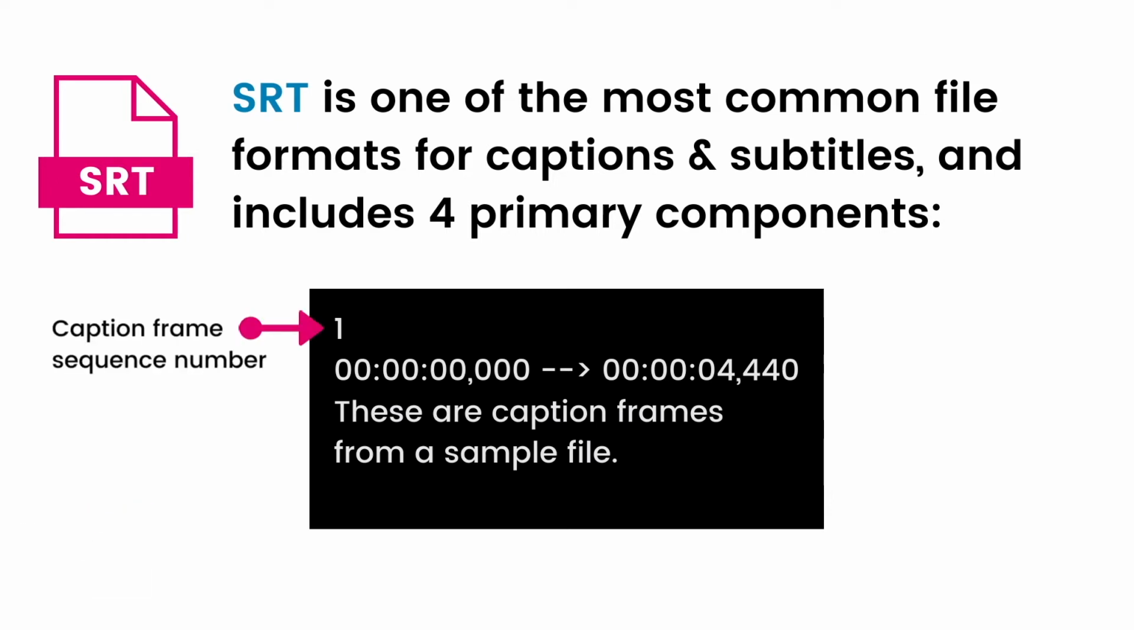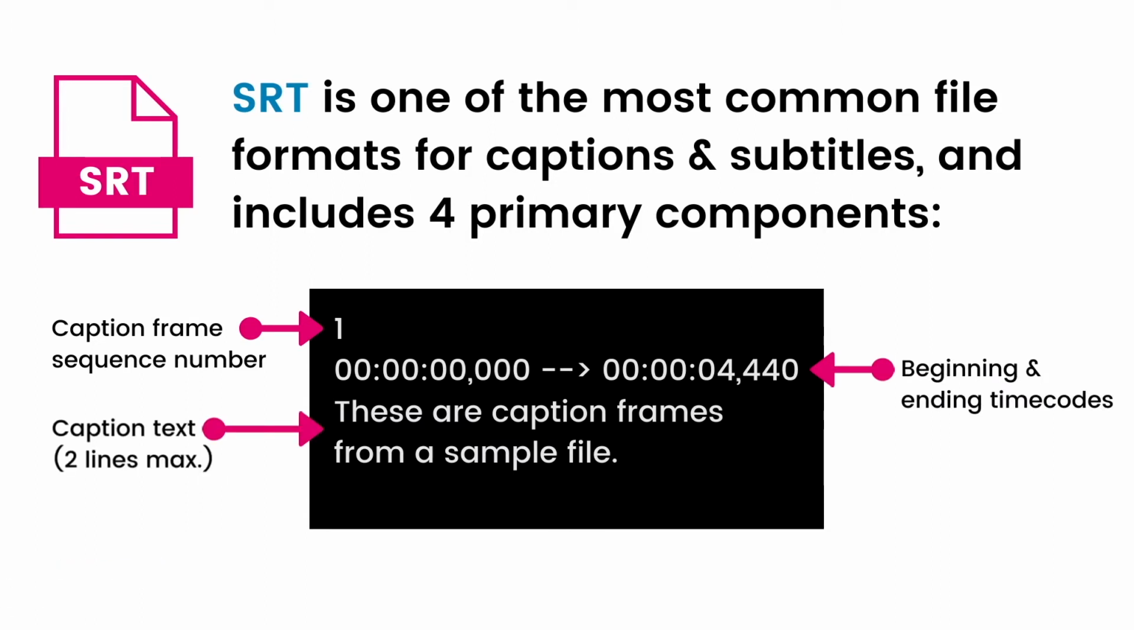First, the caption frame sequence number. Second, the beginning and ending timecodes, which dictate when the caption frame will appear on screen. Third, the caption text itself. And finally, a blank line indicating the beginning of a new sequence.